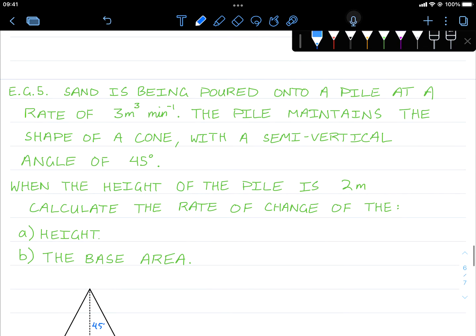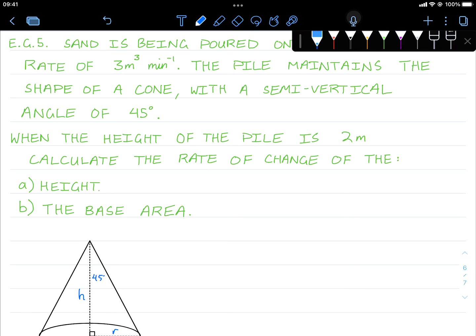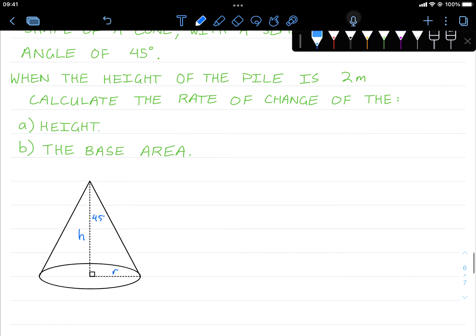Let's actually try and take as much more information as we can from here. It says that the sand is being poured at a rate of 3 meters cubed per minute. Consider what this represents. Since that is the rate of change of volume per minute, we can represent that as dV, the change in volume, over dt, the change in time, equaling 3. So sand is being poured onto the top at 3 meters cubed per minute.